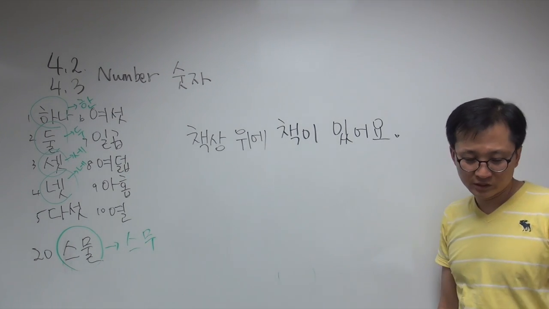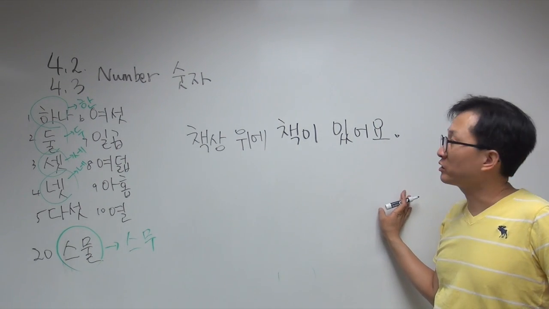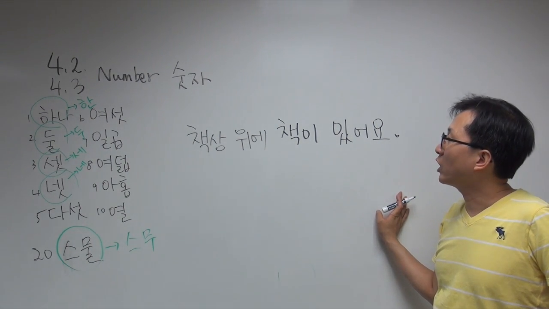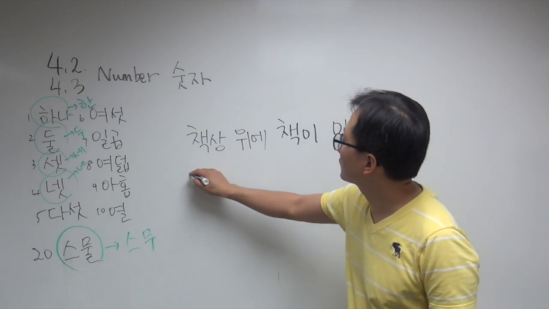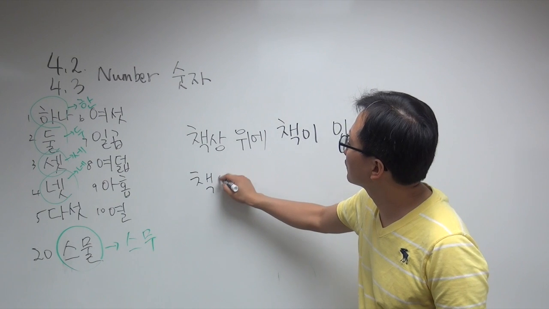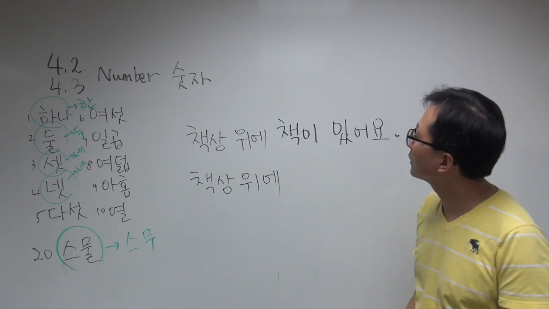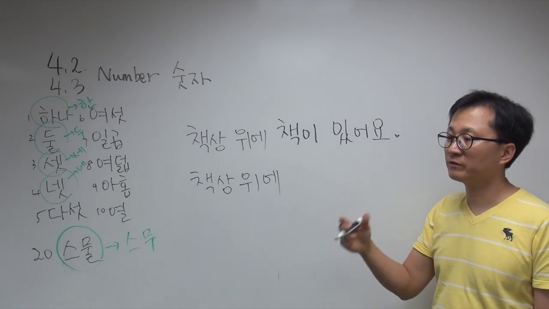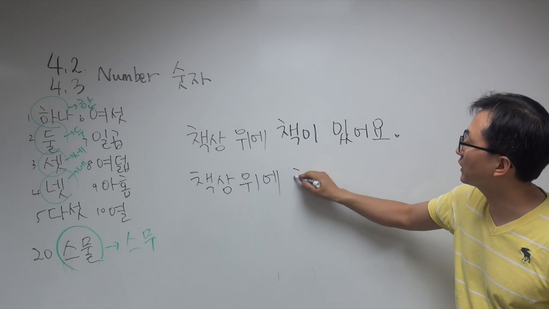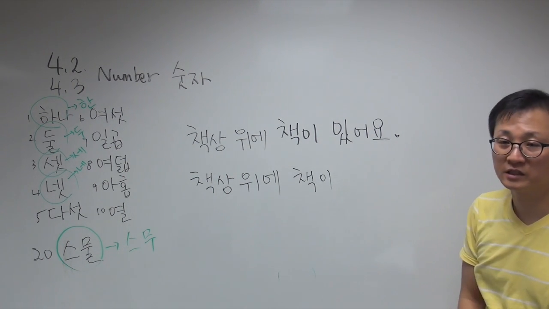But I want to specify the number of books on the desk. So let's say there are 2 books on the desk. Now how do you say this? 책상 위에 책이 2 books. How do you say? We have to specify what we are talking about first. 책. And this particle goes like 책이.